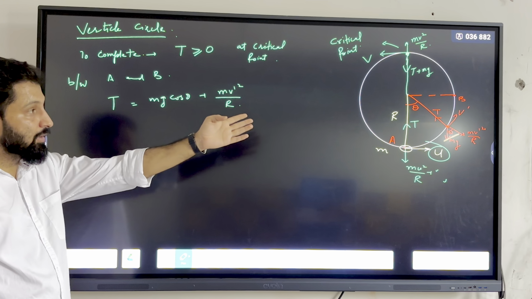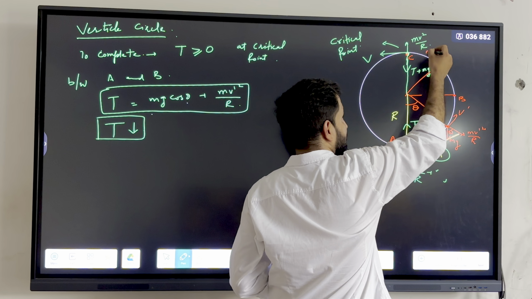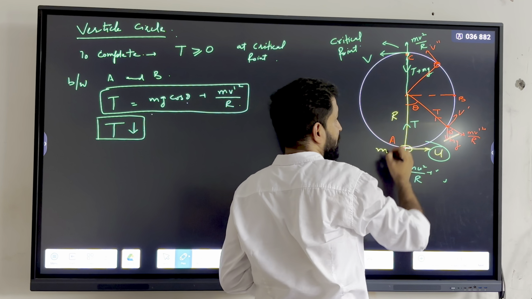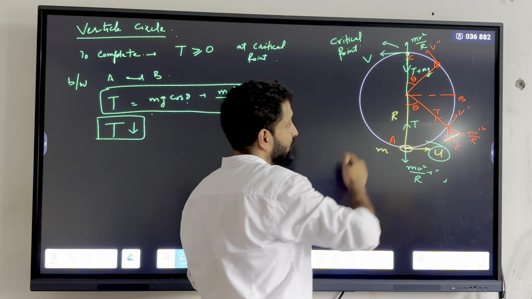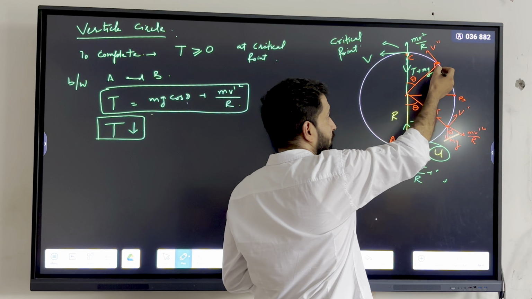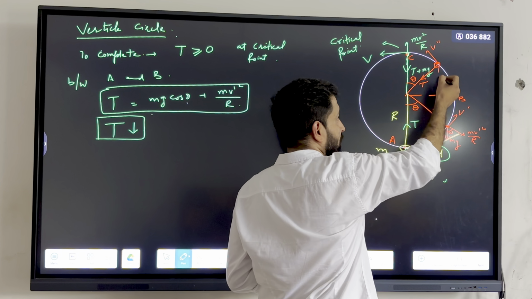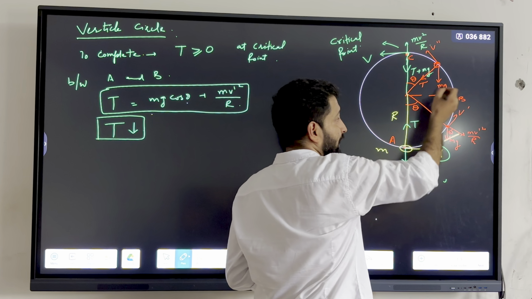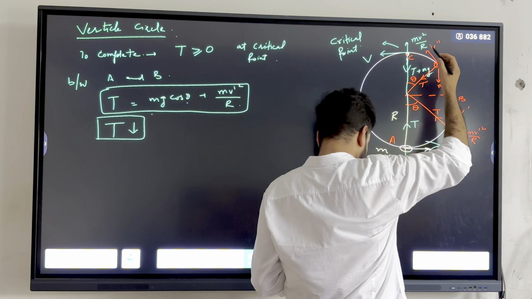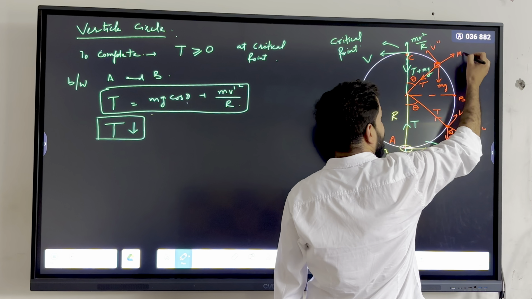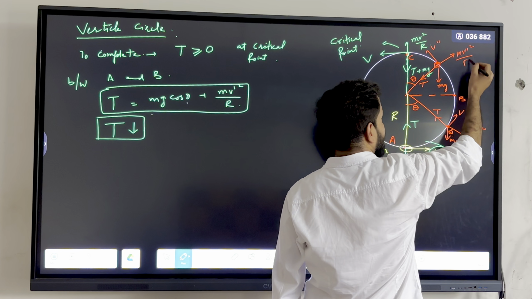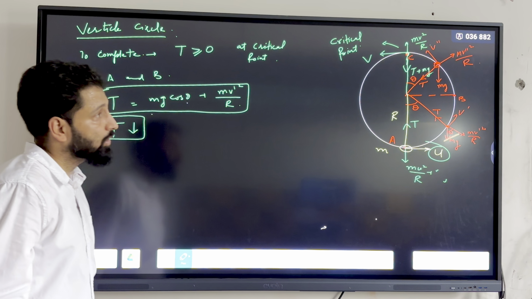So after B, let's take any position, this position. Let's take the body here. Let its velocity be v'', and let the angle with the vertical be theta. Okay, this is the vertical, and with the vertical the angle is theta. So here this will be the tension, this will be your weight mg, and this will be mv''^2 by r, the centrifugal force.